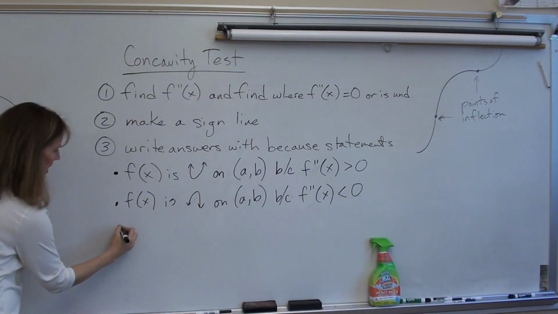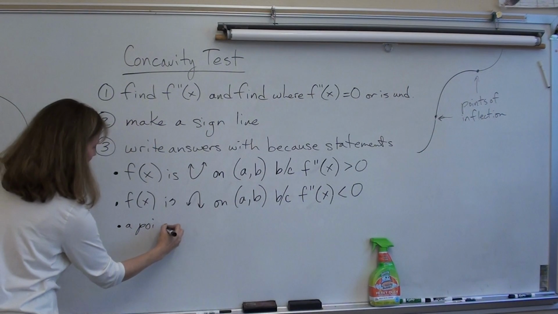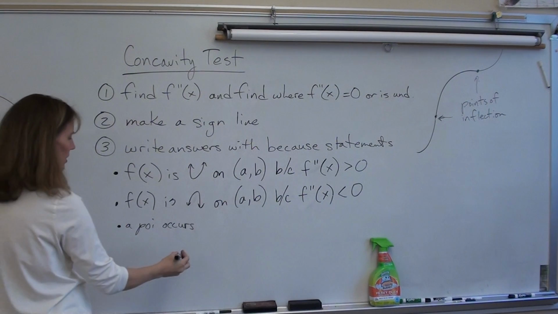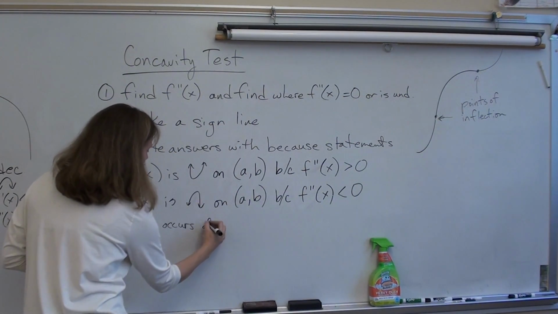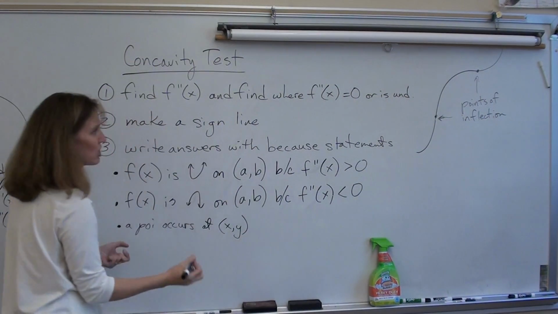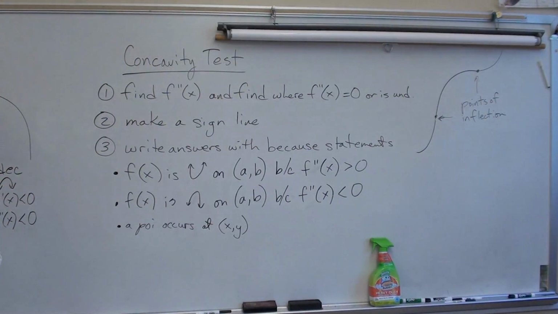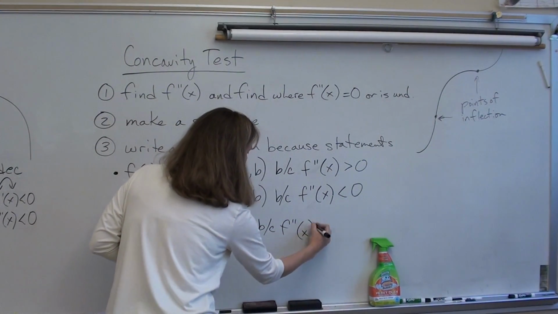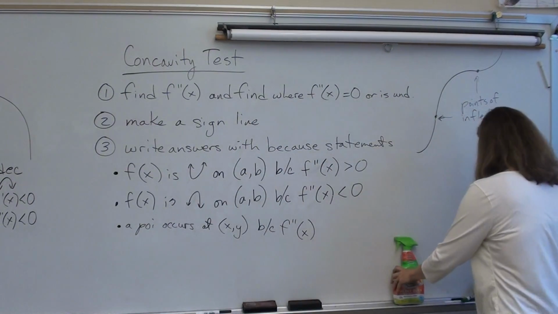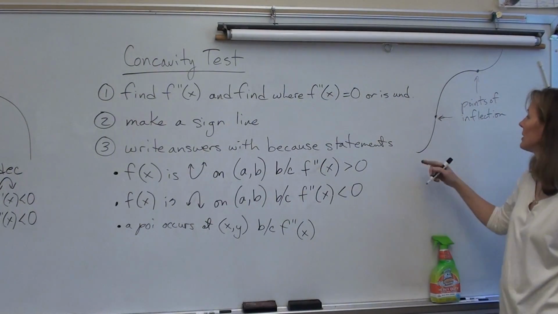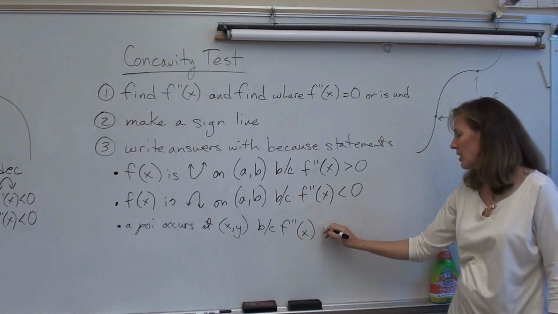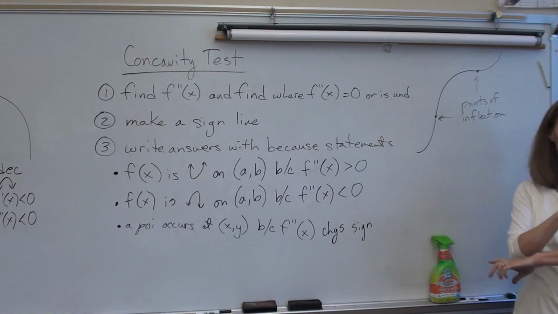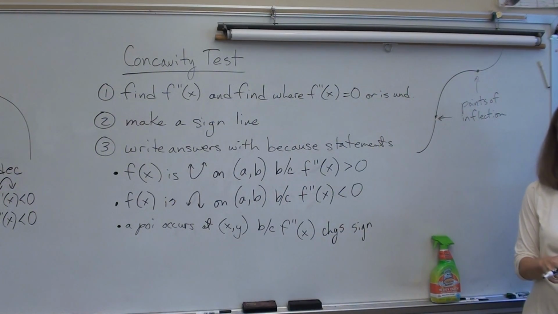So we would say a point of inflection occurs, I just write POI, at the ordered pair. Points of inflection are points, ordered pairs, at x, y because. Now here's the thing I want you to be very careful about. Do not say that F prime changes from positive to negative or negative to positive, because it doesn't matter. All you have to say is because F double prime changes sign. You can use that one because statement for all of your points of inflection.